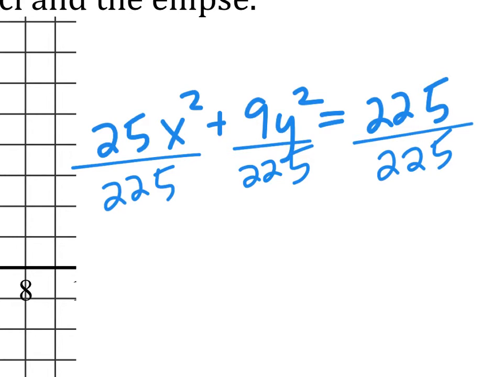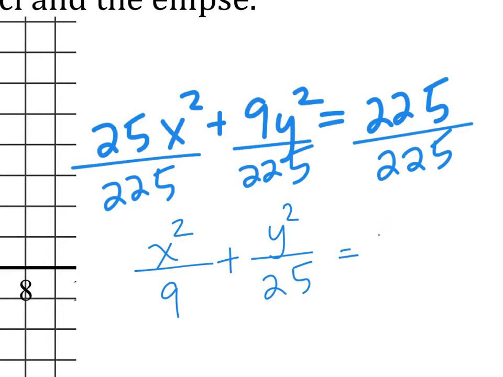Of course, you could just do the simplifying on your own and get it into a nice fraction, but the calculator may be a little faster. So it's x squared over 9, and then you're going to put in 9 over 225. Again, please don't divide. That's y squared over 25 equals 1.